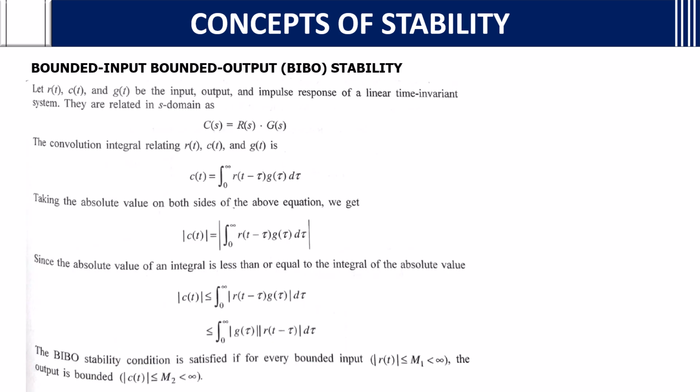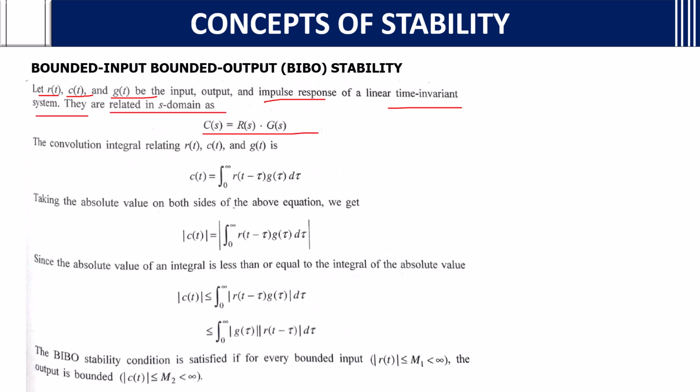Now we will see bounded input, bounded output stability. What it means. Let R of t be the reference input, C of t the corresponding output, and G of t the impulse response for a linear time invariant system.